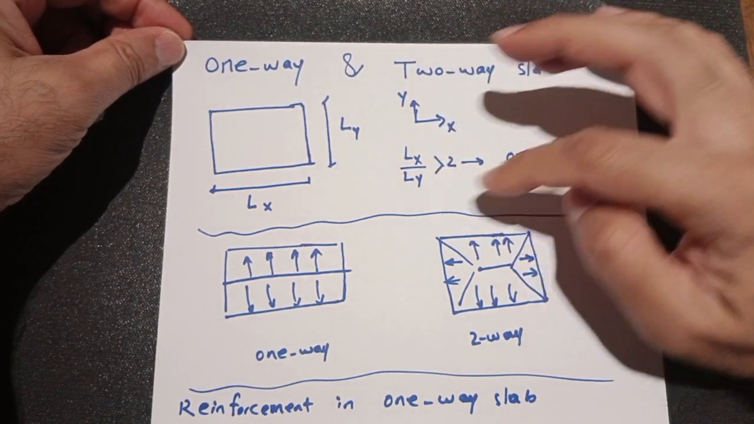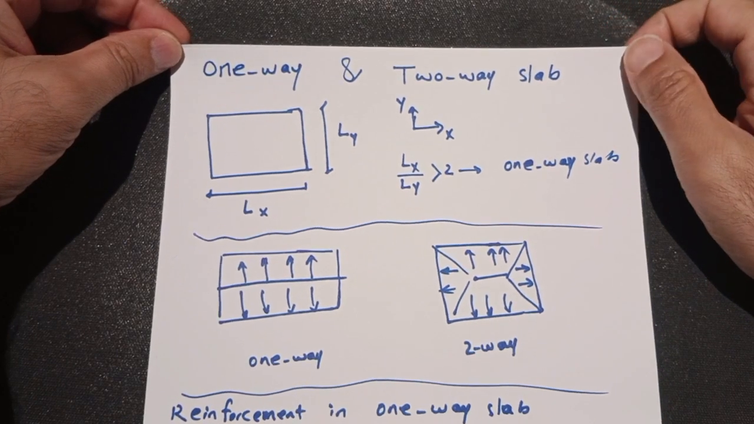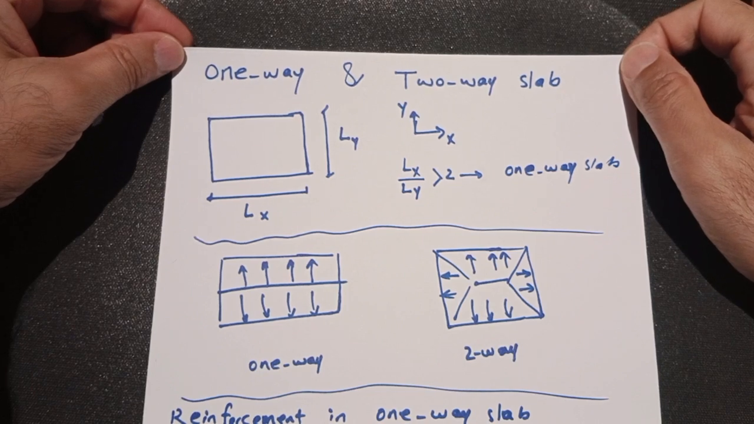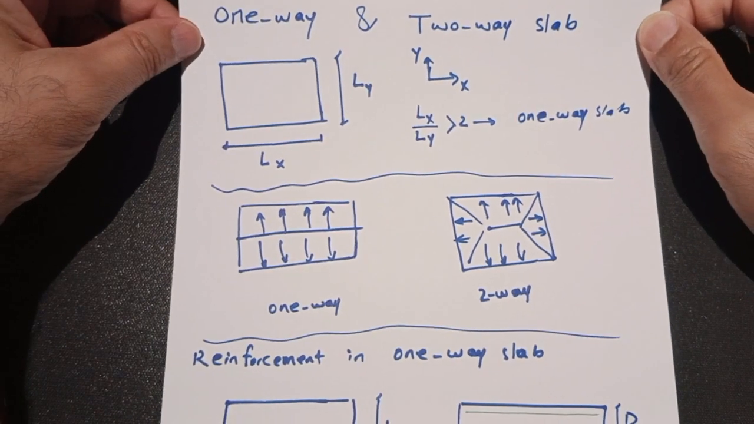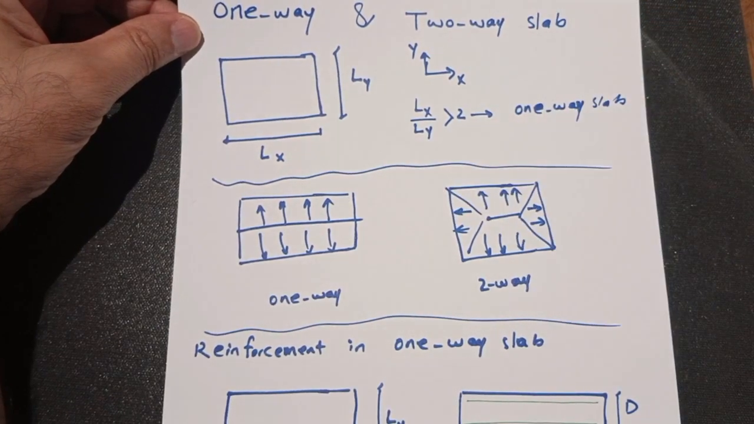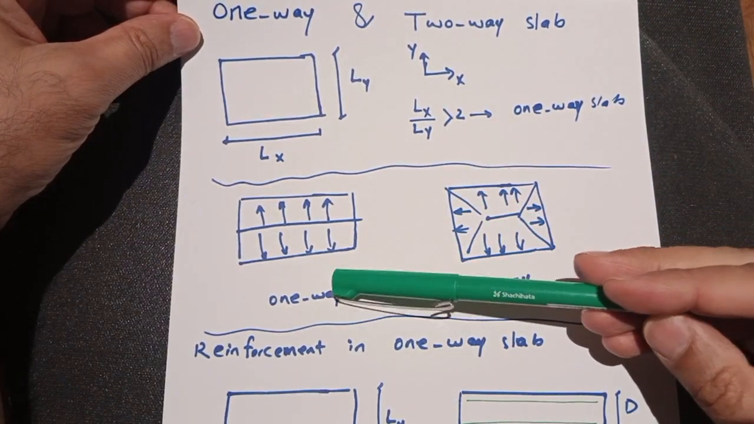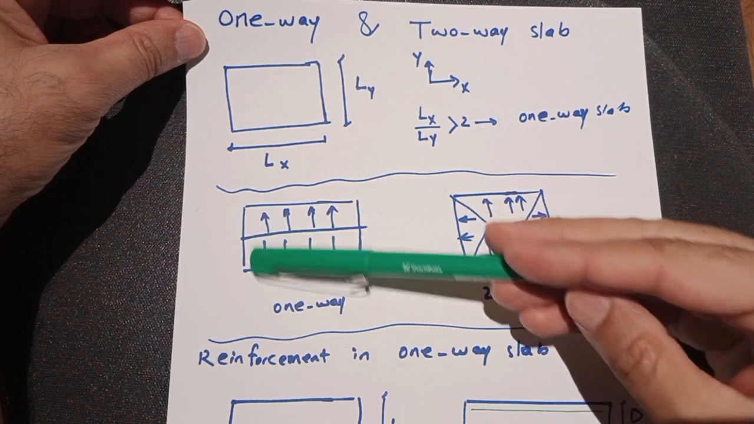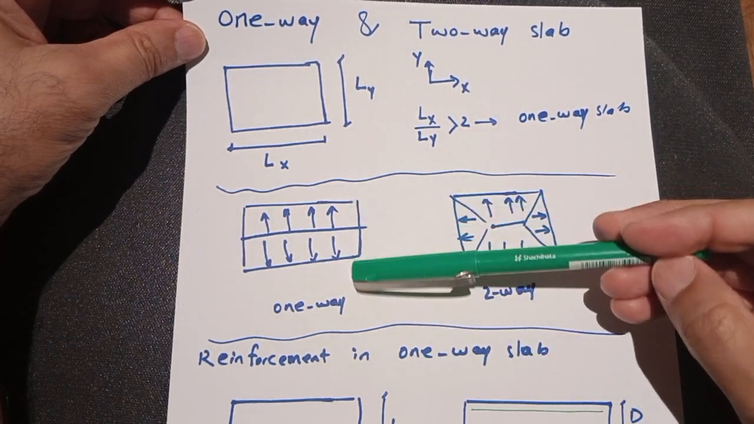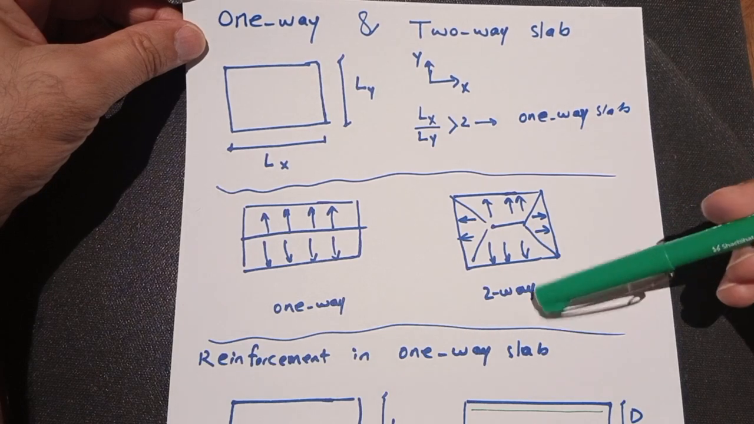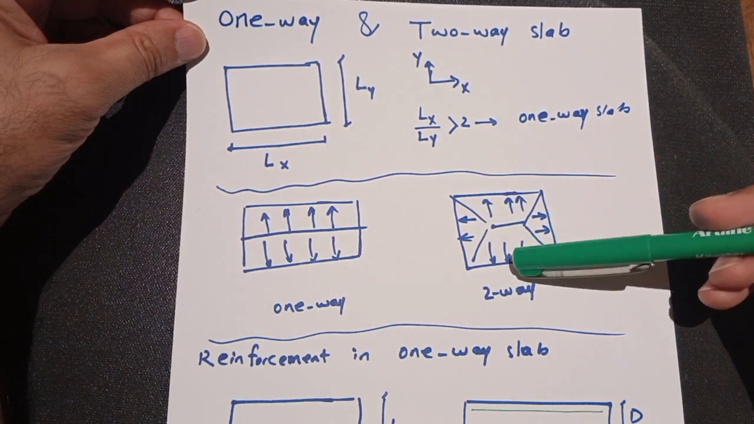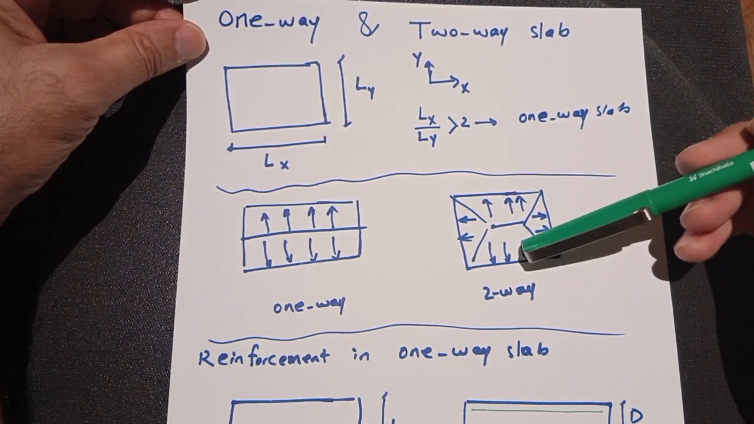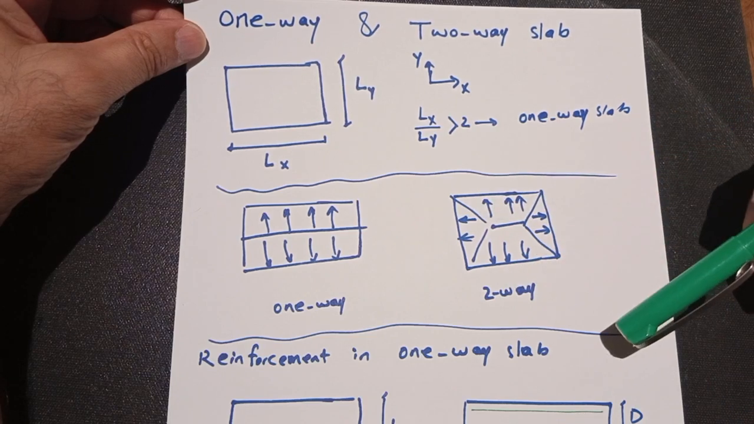If Lx over Ly, or long direction to short direction, is over 2, in general we say that it is a one-way slab. So what does one-way slab mean? One-way slab means that if we have loads on this slab, the load goes in just 2 directions and there is no load applied on the other short direction here. And in a two-way slab, Lx over Ly is equal to or less than 2. We have load applied on 4 sides.